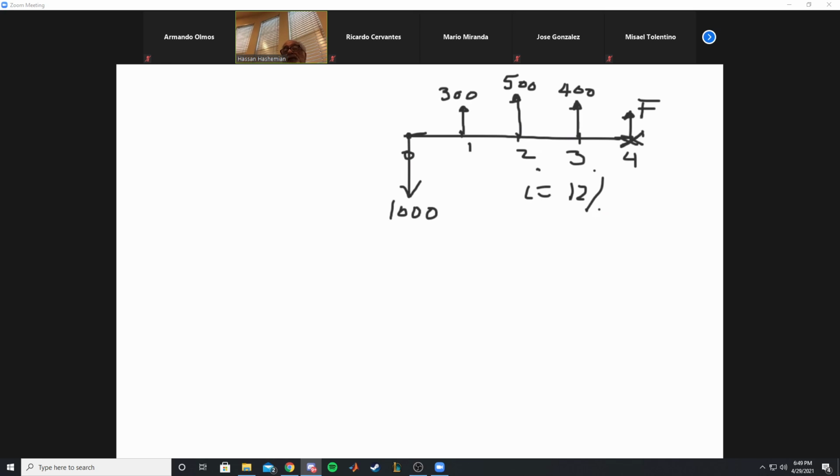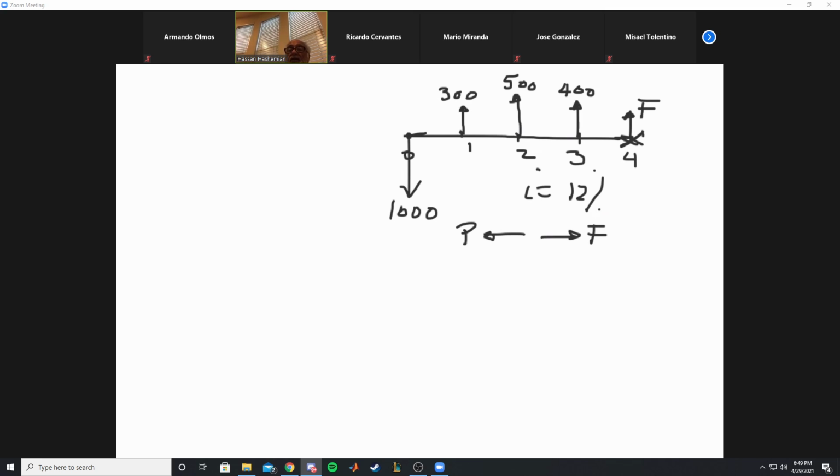Anything to the left of this diagram is the present. Anything to the right of this is the future. So this way we go to present. This way we go to the future. Okay, year 0 is right now, present. Year 4 is future. Year 3 is future, and so on. So to do this problem, we have to take everything to future.